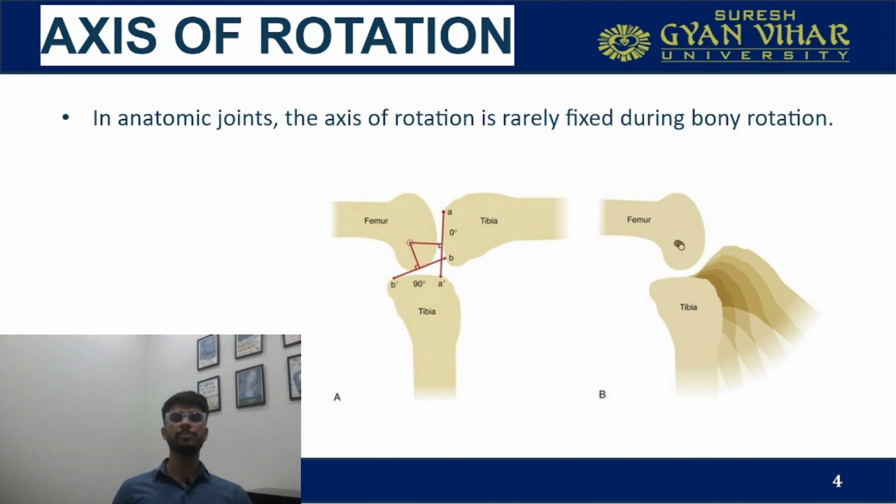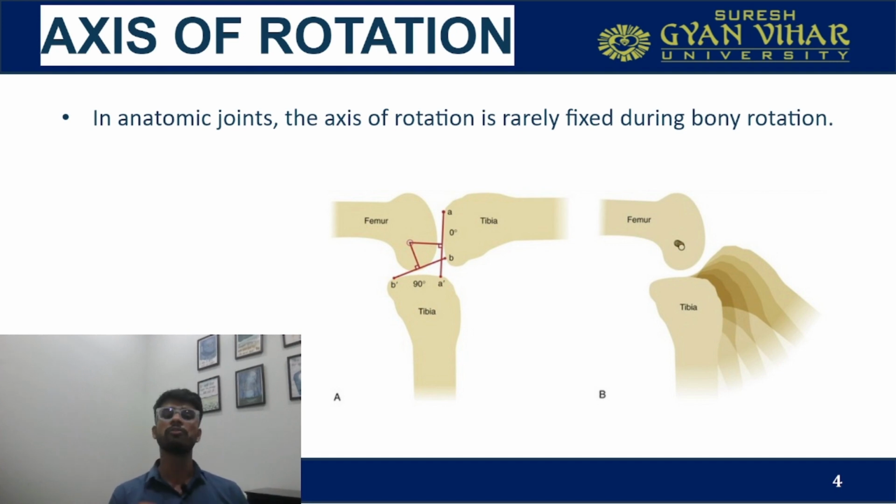So in anatomical joints, the axis of rotation is rarely fixed. Axis of rotation is the axis around which the movement occurs in a joint. It passes through the joint and it is not fixed during the bony rotations, because both the bones, whether it is proximal or distal bone, they both are moving. Not a single bone is fixed. Example, in the knee joint, femur is not fixed always, it is also moving and tibia is moving. So which means that axis of rotation is not fixed.